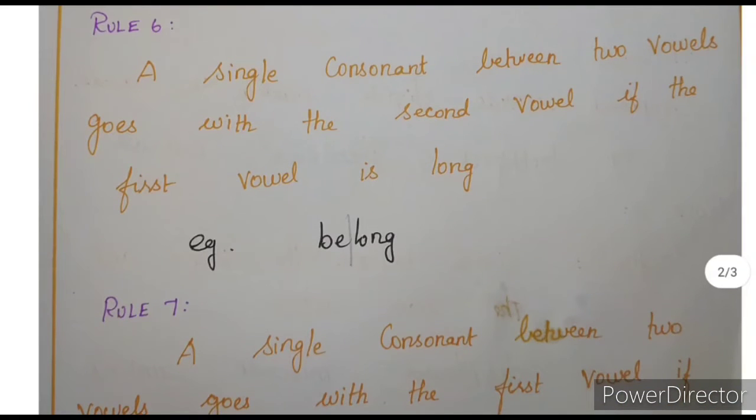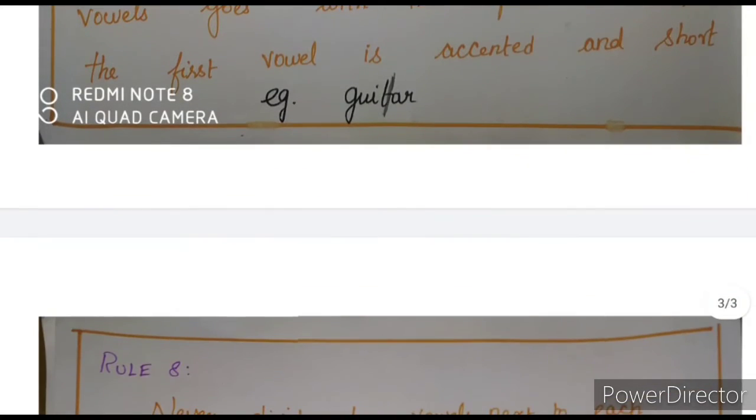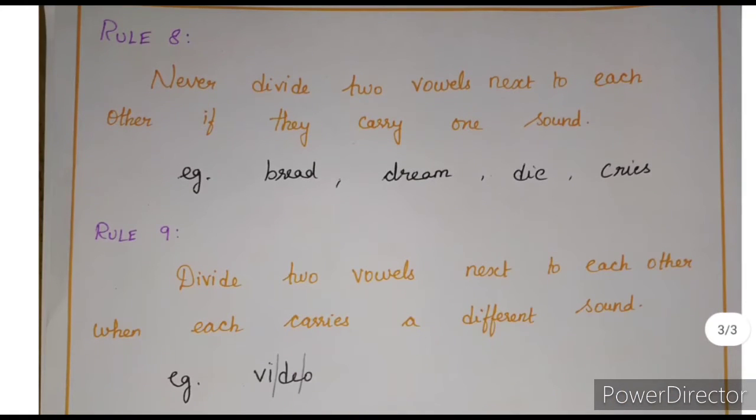Okay, here too we have a single consonant and 2 vowels, and it is going with the second vowel. Why? Because the first vowel is long. So in this case it will go with the first vowel. Why? Because the first vowel sound is short. Guitar, we will pronounce as gui-tar. So G-U-I-T-A-R. So gi-tar, we have 2 syllables here. Children, I hope you have understood what I am about to say. Okay. So next let us see rule 8.